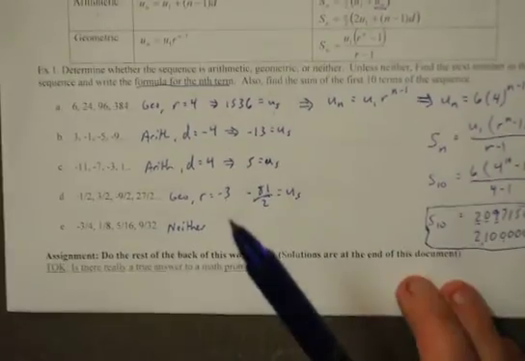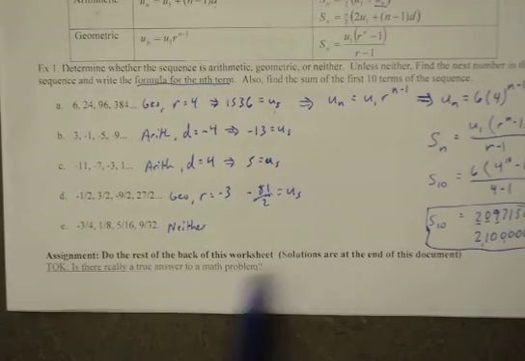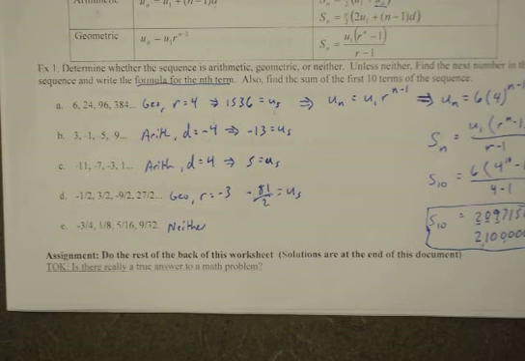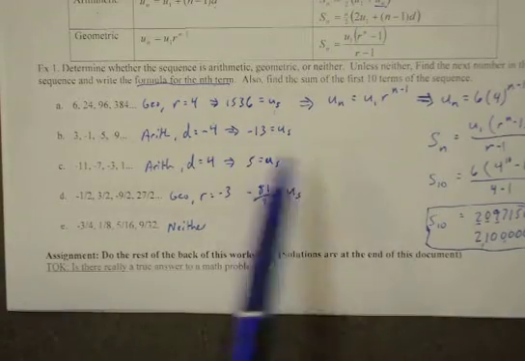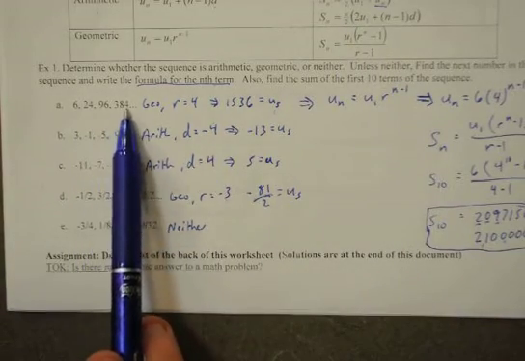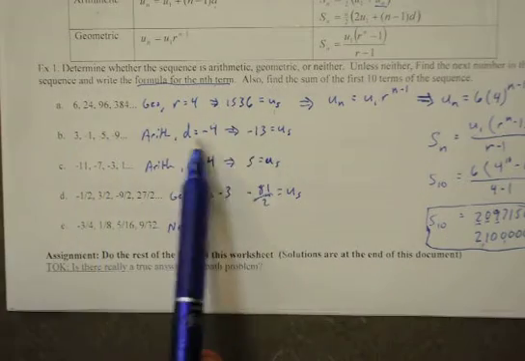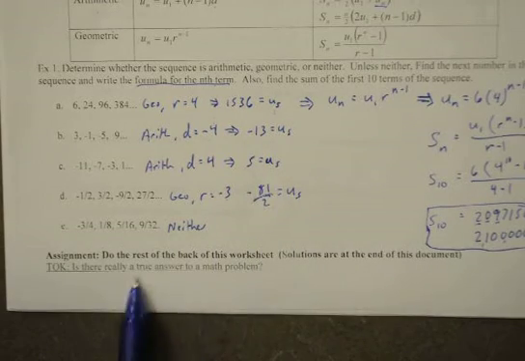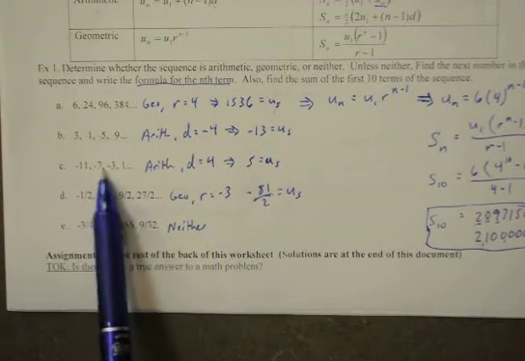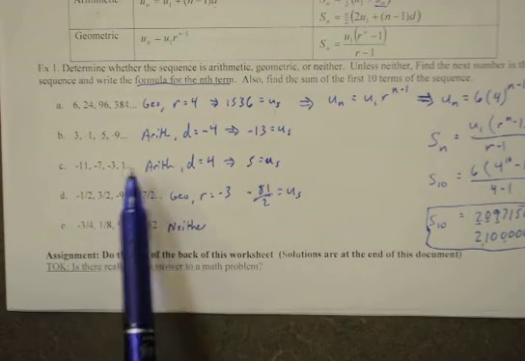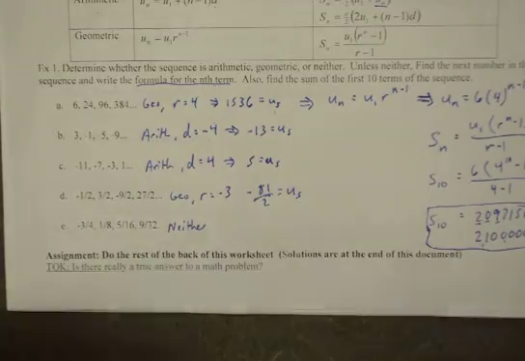Here's an interesting article. Is there really a true answer to a math problem? According to this formula, according to our intuition here, the next term here is 1536. The next term here is negative 13. But go read this article. This article is claiming that it could be any number. You could find an equation such that the next number is any number possible. So is there actually an answer to these questions? Interesting.